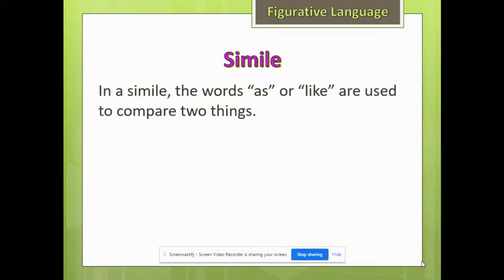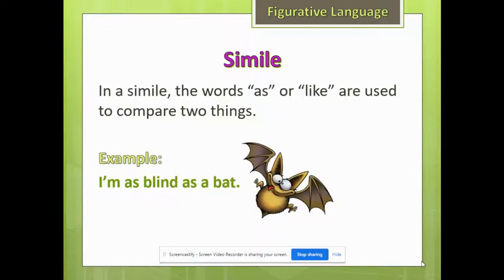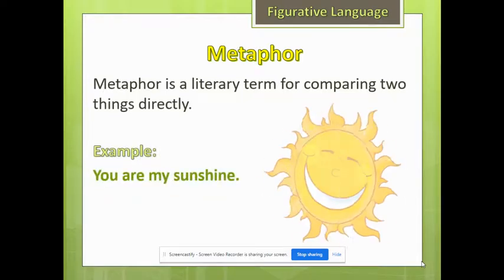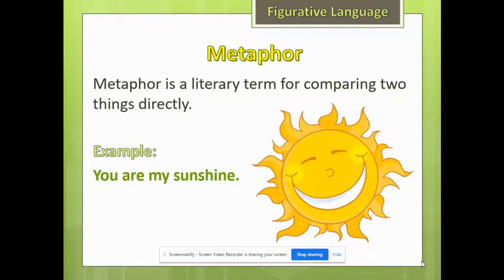Another example that we talked about earlier in the year is simile. In a simile, the words as or like are used to compare two different things. An example of simile is, I'm as blind as a bat. A metaphor is a literary term for comparing two things directly. Now, the difference between a simile and a metaphor is that a simile uses like or as, and a metaphor does not. So, an example of a metaphor: you are my sunshine.